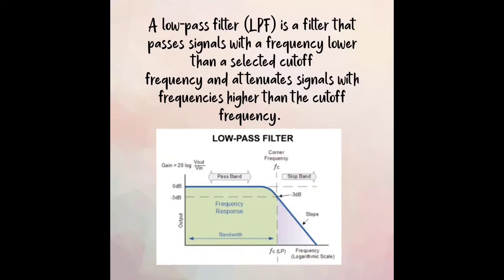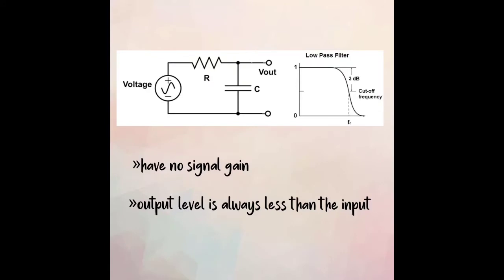upon their frequency. In low-frequency applications, passive filters are generally constructed using simple resistor-capacitor networks. Passive filters are made up of passive components such as resistors, capacitors, and inductors, and have no amplifying elements like transistor, op-amps, etc. So they have no signal gain. Therefore, their output level is always less than the input.